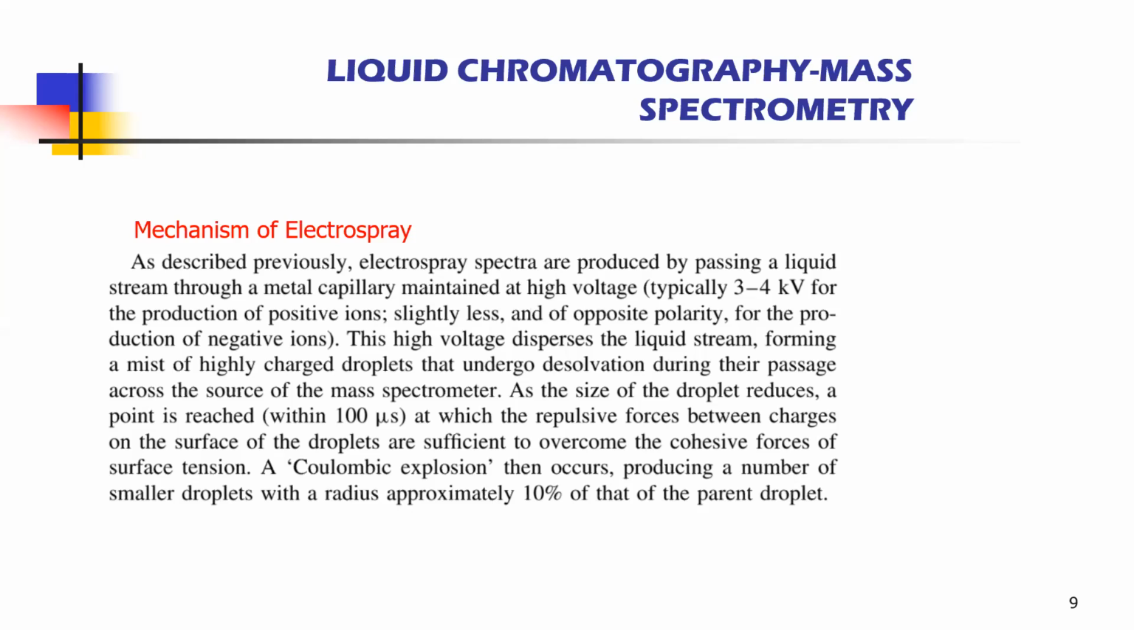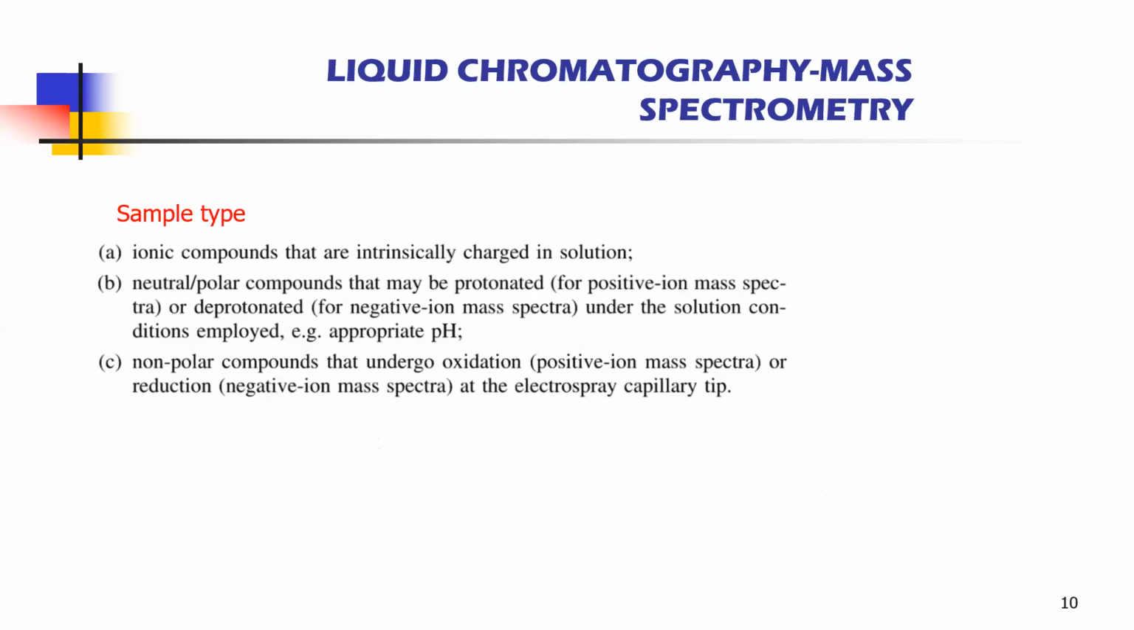As the size of the droplet reduces, a point is reached within 100 microseconds at which the repulsive forces between charges on the surface of the droplets are sufficient to overcome the cohesive forces of the surface tension. That is what we call a Coulombic explosion, which then occurs, producing a number of smaller droplets with radius approximately 10% of that of the parent droplet. So that is the working mechanism of formation of charged ions from electrospray.